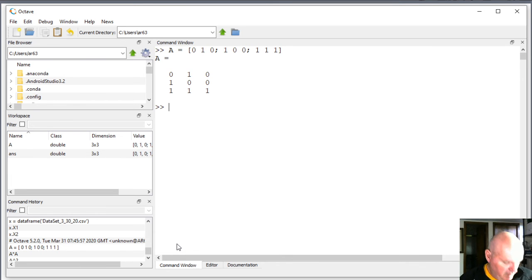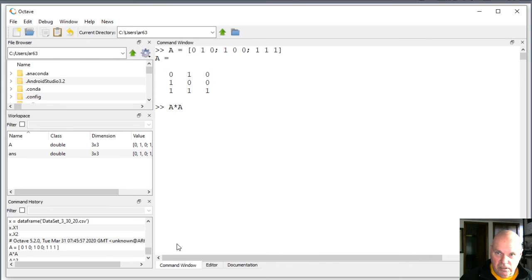And then here I've got my A matrix entered. It matches what I had on the previous board. And now matrix multiplication in Octave, I can do it as A times A to get A squared.